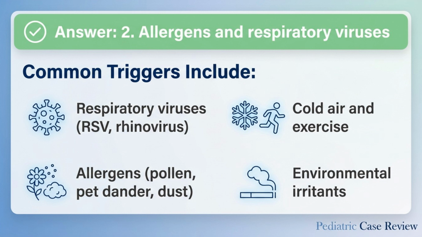The correct answer is 2, allergens and respiratory viruses. These are the most frequent triggers for reactive airway disease in children. Common respiratory viruses include respiratory syncytial virus and rhinovirus. Environmental allergens such as pollen, pet dander, and dust mites also provoke symptoms. Cold air and exercise can trigger episodes as well. Understanding these triggers helps families implement avoidance strategies and recognize early warning signs of exacerbations.